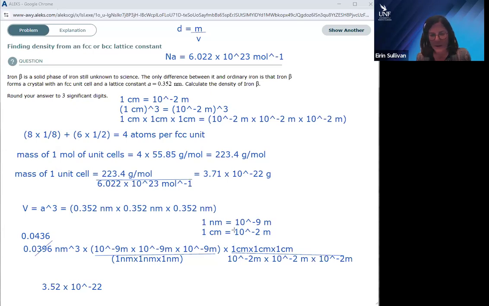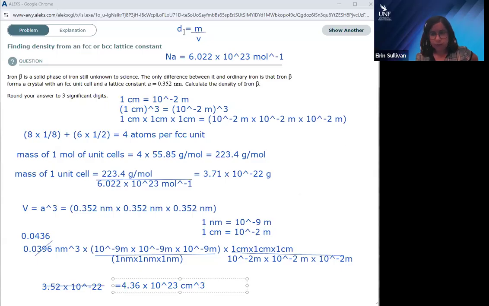That then does not come out as this. I knew that would kind of look funky. What that comes out to be is, to 3 sig figs, 4.36 times 10 to the power of minus 23 centimeters cubed. Okay, so my units have cancelled out properly. Nanometers cubed is cancelled, meters cubed is cancelled, leaving me with centimeters cubed.